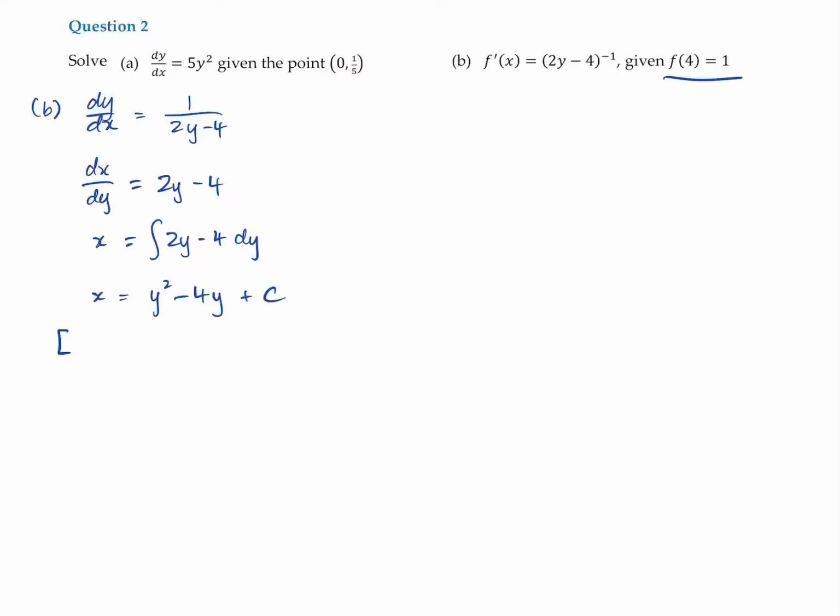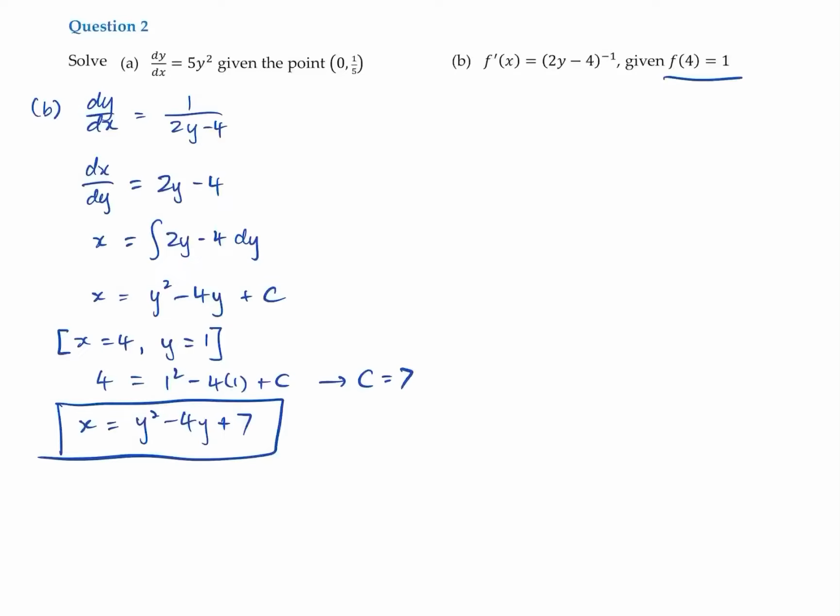The information we're given, f of 4 equals 1, I'm going to write that as x equals 4, y equals 1. And sub that in. So 4 equals 1 squared minus 4 lots of 1 plus c. That's negative 3 plus c, so c equals 7. And so we have x equals y squared minus 4y plus 7. All right, let's imagine this was worth 3 marks. Well, we've probably got 2 marks so far, maybe.